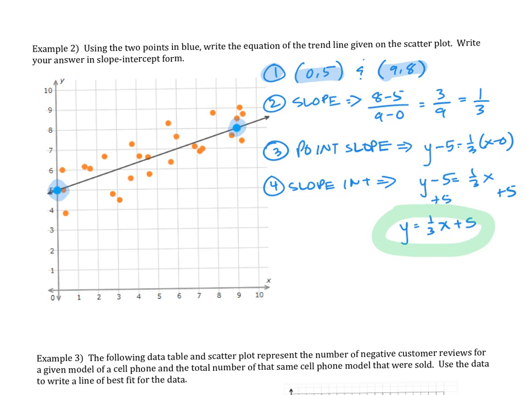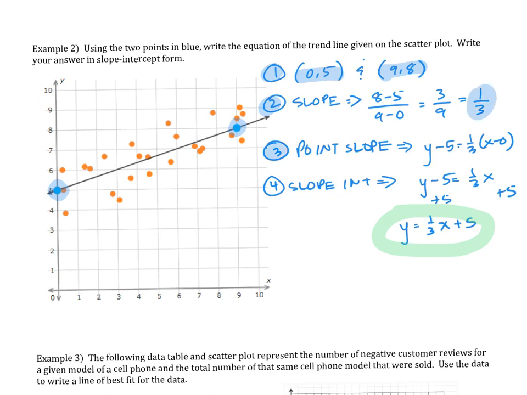Step 2 is find the slope, right? So the slope is the difference in the y's over the difference in the x's. This is a positive slope. So that would be 8 minus 5 over 9 minus 0. So it ends up being 1/3. So step 2, find the slope, right? So that's 1/3.